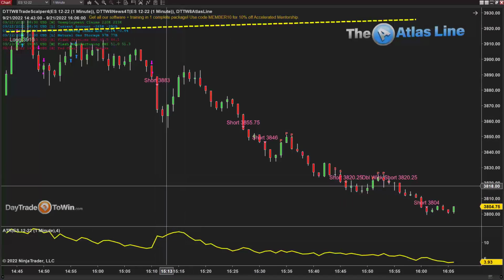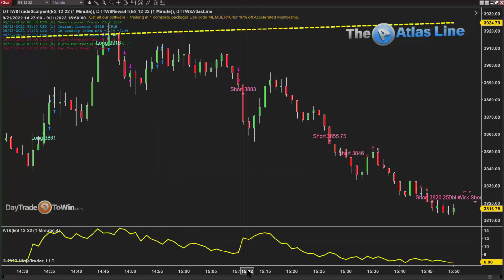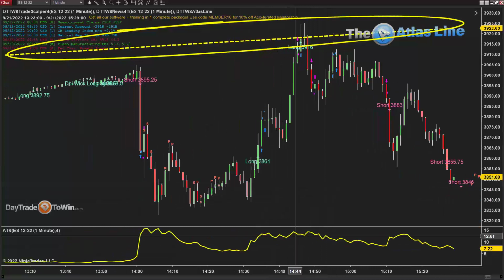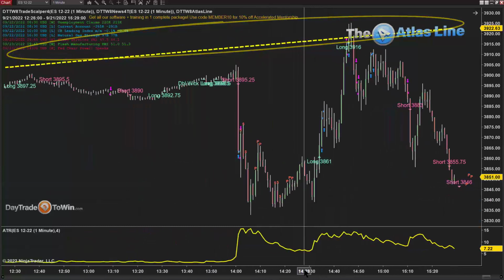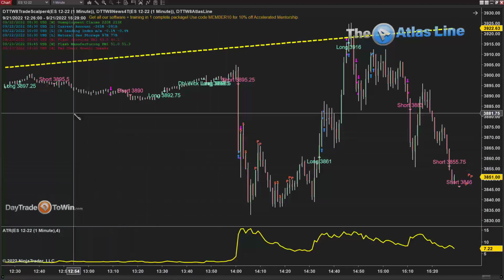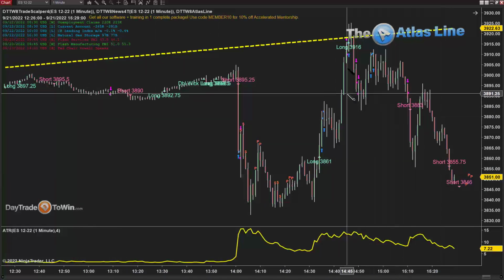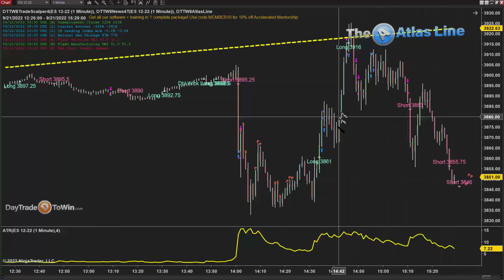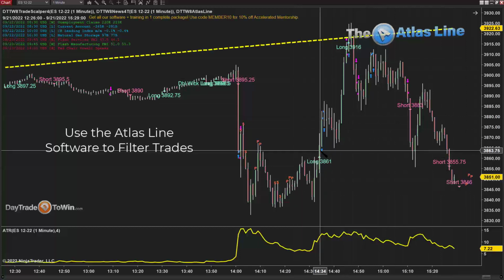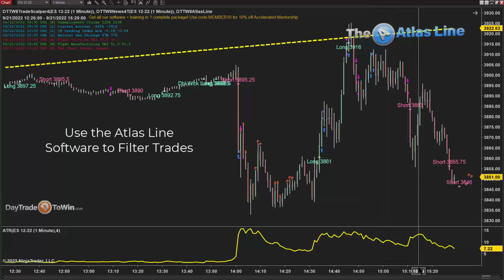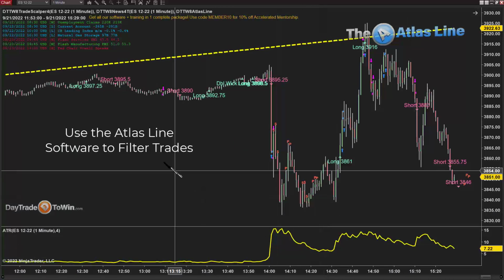And the idea here is if the price is trading below the Atlas line, we're going to focus on short trades. And so what you see here for today is for most of the day, even leading up to the news event, the price, the candles are all below the Atlas line. It's indicating that the market is in a sell type of environment, looking for sell opportunities. And that's exactly what we did here today at Day Trade to Win.